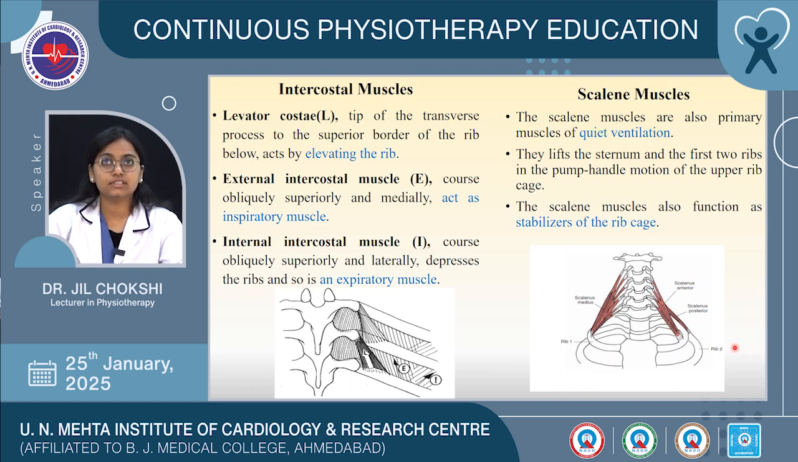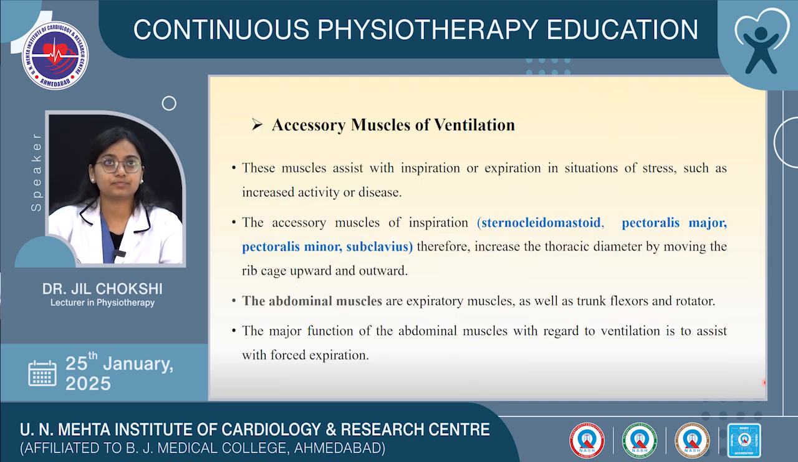Scalene muscles are also primary muscles of quiet ventilation. They lift the sternum and the first two ribs, as they are inserted into the first two ribs, and increase the upper rib movement in the pump handle motion. These scalene muscles also function as stabilizers of the rib cage.